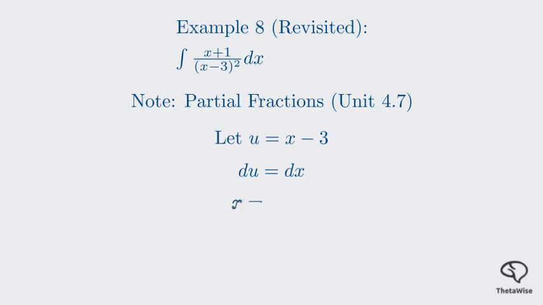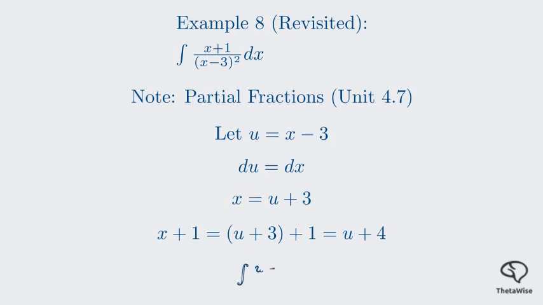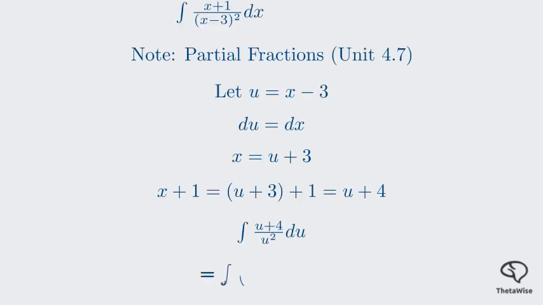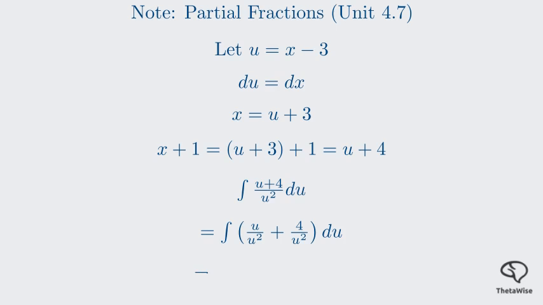We also need to express the numerator, x plus 1, in terms of u. From our substitution, x equals u plus 3, so x plus 1 equals u plus 4. Now we substitute all of this into the integral. We get the integral of u plus 4 over u squared du. This is a degree 1 numerator over a degree 2 denominator, so we don't need long division here. We can just split the fraction. This becomes the integral of u over u squared plus 4 over u squared. Simplifying the terms, we get the integral of 1 over u plus 4u to the negative 2.